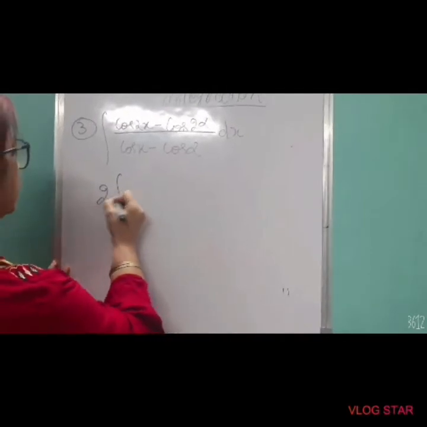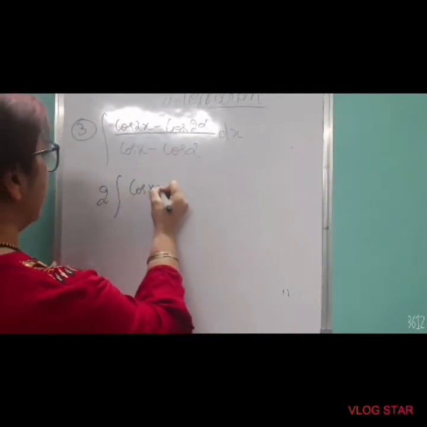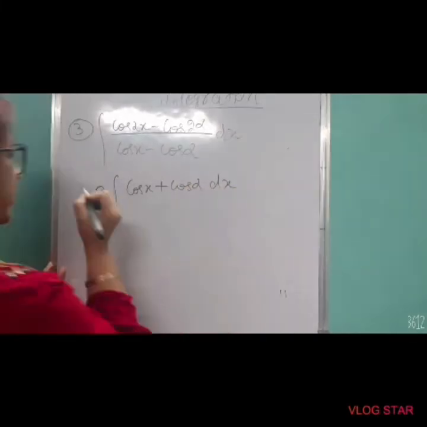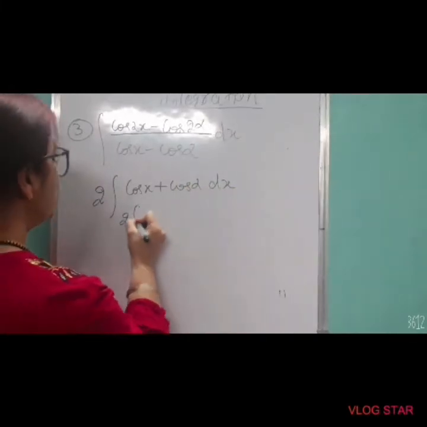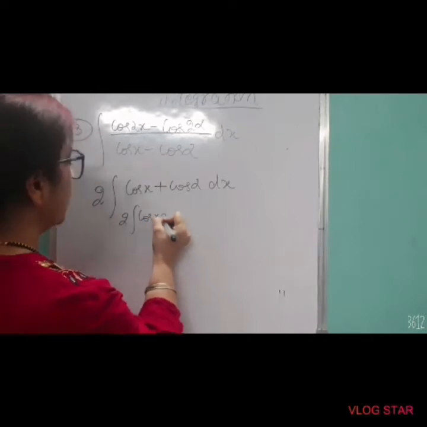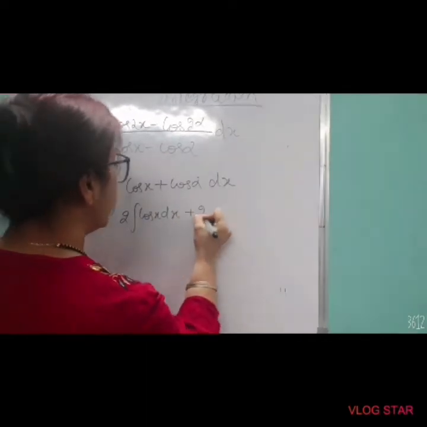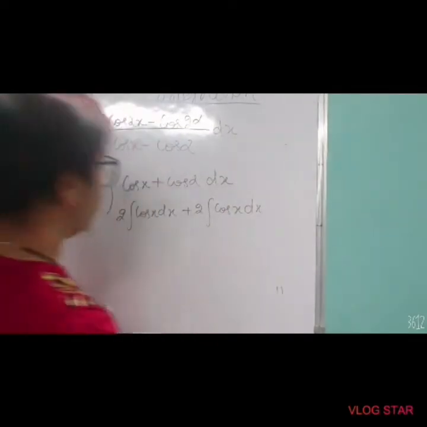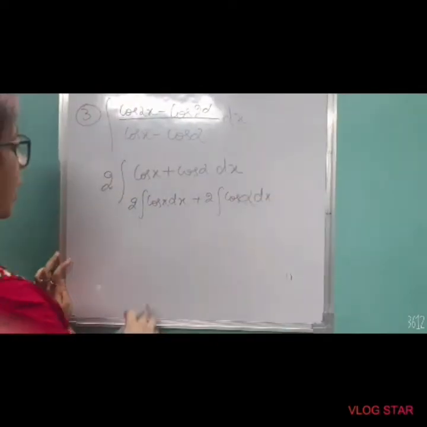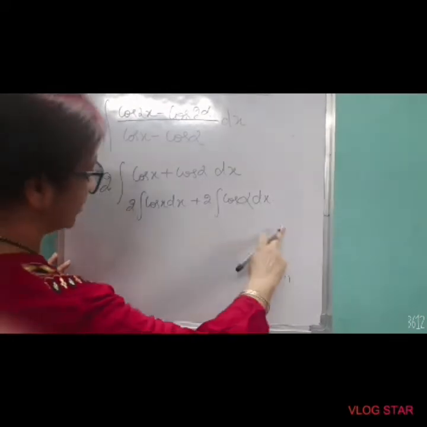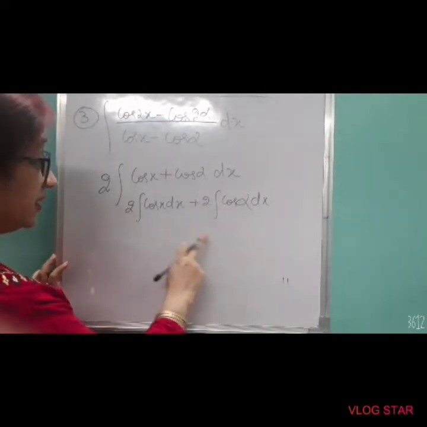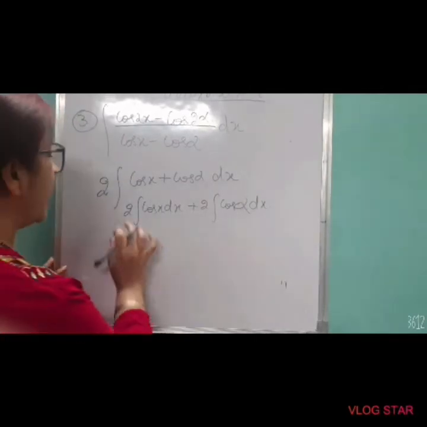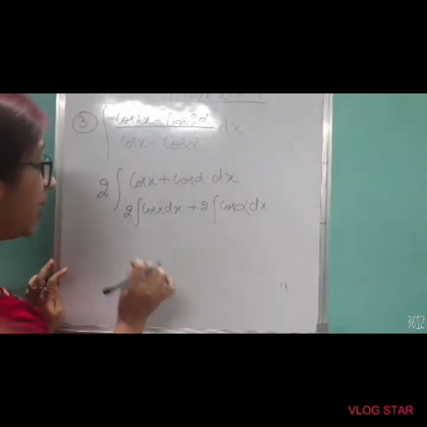Now twice of cos x plus cos alpha into dx. I will separate it again: twice of cos x into dx plus twice of cos alpha into dx. You are thinking I am writing every step. Why am I writing? Because in CBSE, if you don't write the steps, your marks will be cut. That is why I am showing every step by step.